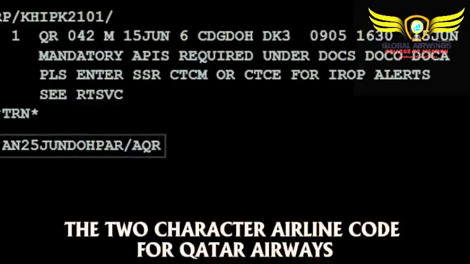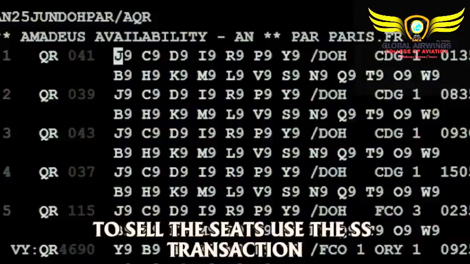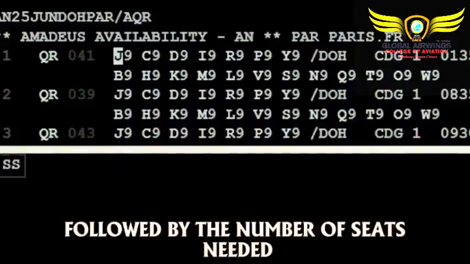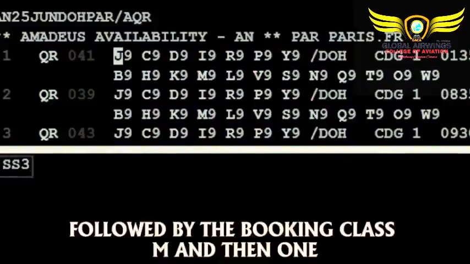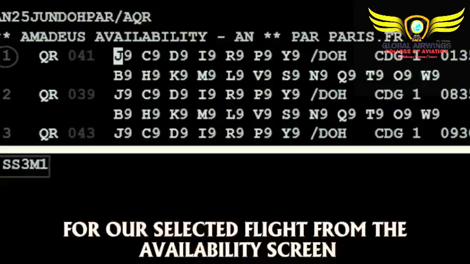code for Qatar Airways. To sell the seats, use the SS transaction, followed by the number of seats needed. In this case, 3 seats are required, followed by the booking class M and then 1, which is the line reference number for our selected flight from the availability screen.